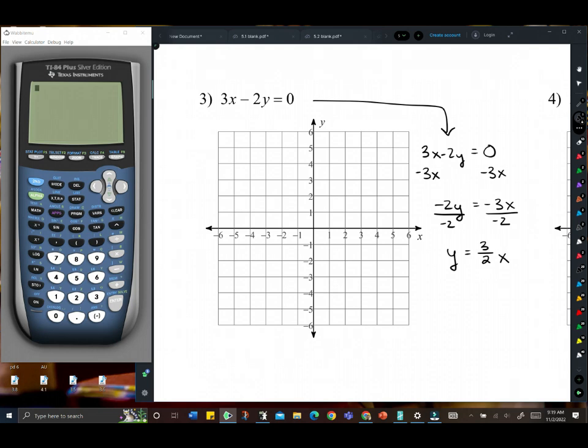And it's really like an imaginary plus 0. So that means we actually start right in the middle of our axis at 0, 0. From there, up 3 over 2, or down 3 to the left 2. And connect those dots. Good deal.